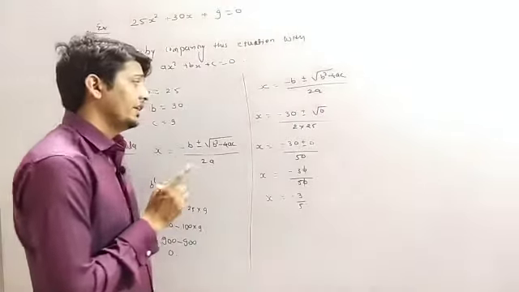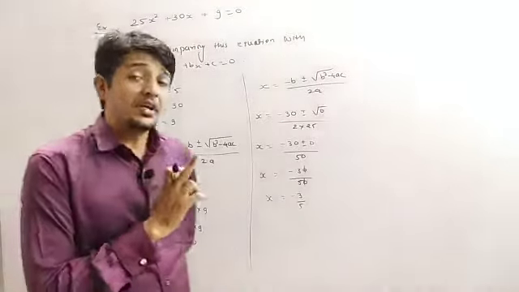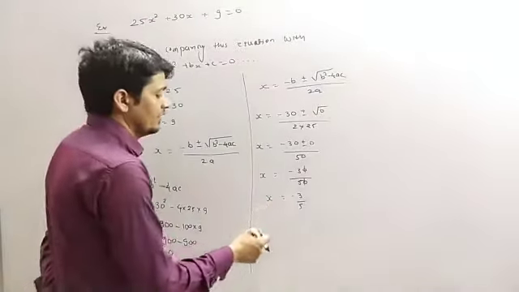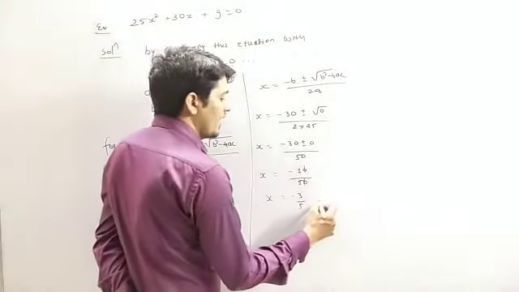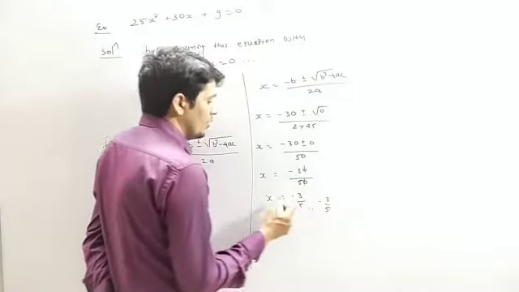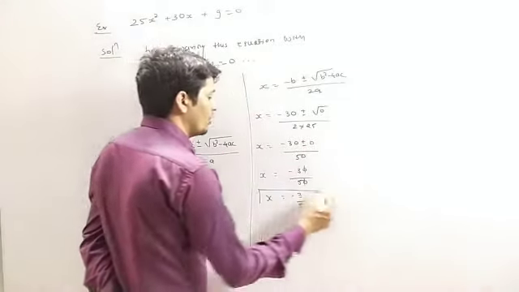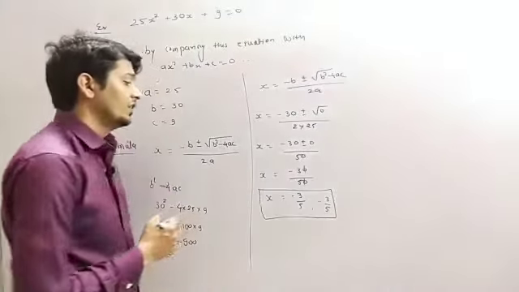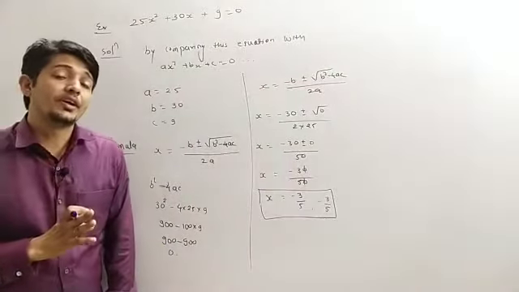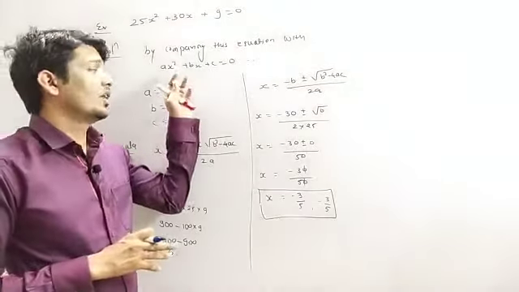So every quadratic equation has two roots. So we can write here that minus 3 by 5 and minus 3 by 5 will be the roots of the quadratic equation. Okay. So likewise we have to solve all the quadratic equations by using the formula method.